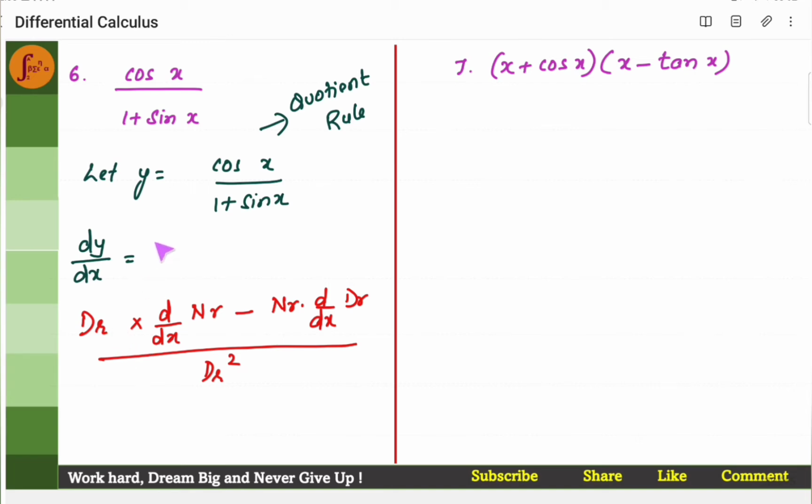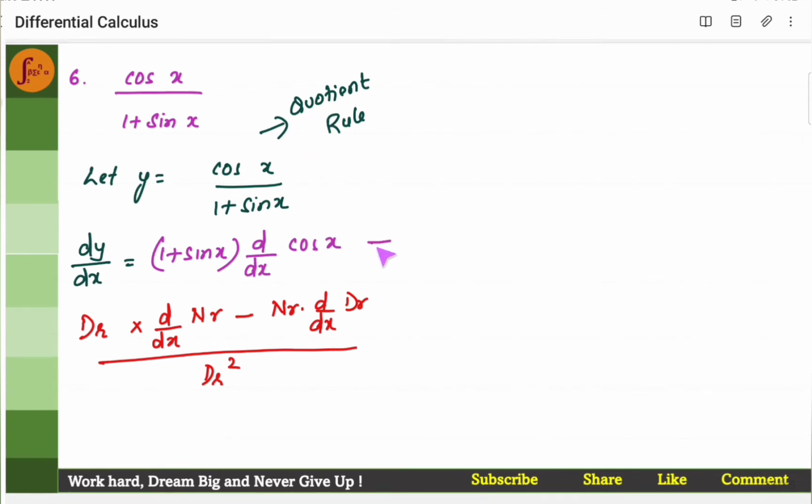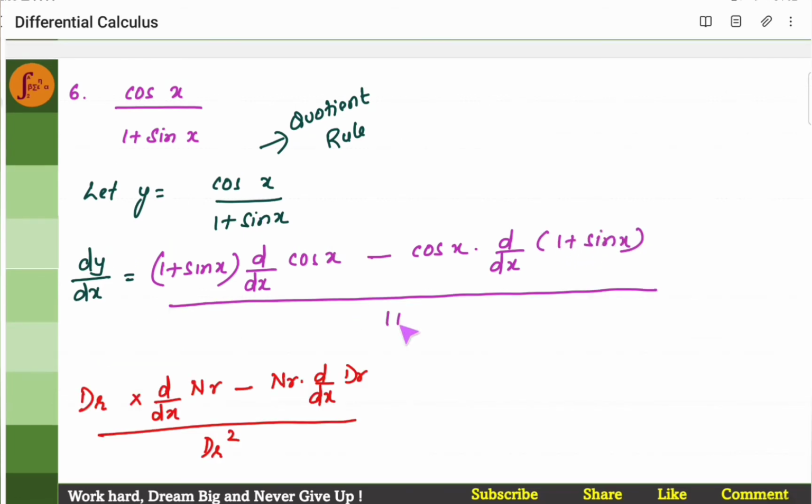So we'll get denominator. Denominator is 1 plus sin x into derivative of numerator, that is cos x, minus. Quotient rule will always have a minus sign. Minus numerator. What is numerator? Cos x into derivative of denominator. Denominator is 1 plus sin x, by denominator, the whole square.